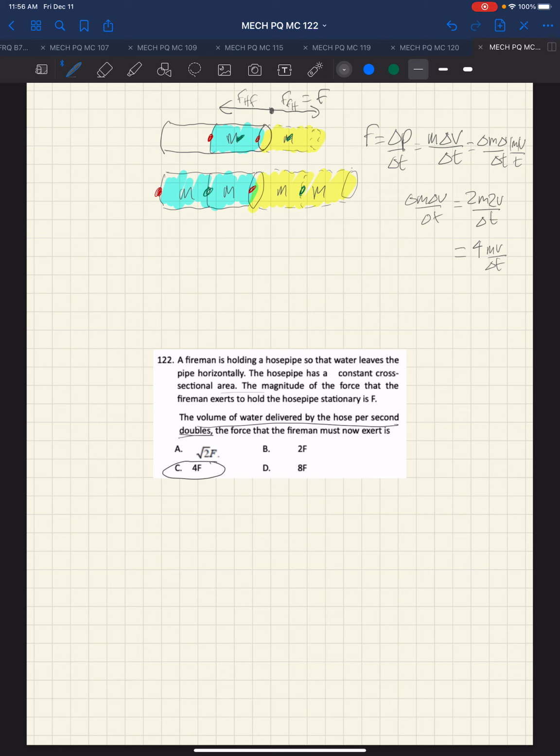And that's a non-intuitive answer, but it only comes by us really looking at the definition of force, which is the rate of change of momentum, and we can see that twice the mass is moving at twice the velocity. And we need twice the velocity for that mass to come out in that same size pipe. And that's why the answer is choice C.